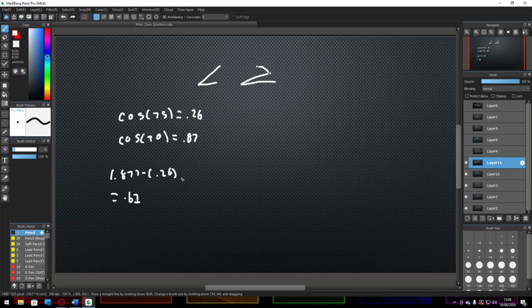So we're going to do 100 times 0.61. So 100 times 0.61, and this comes out to about 61 miles, which is how far along the Earth's surface the observer has been moved in correlation to the star.